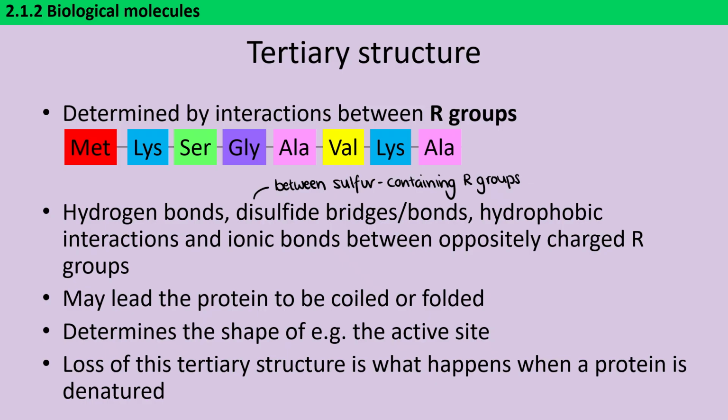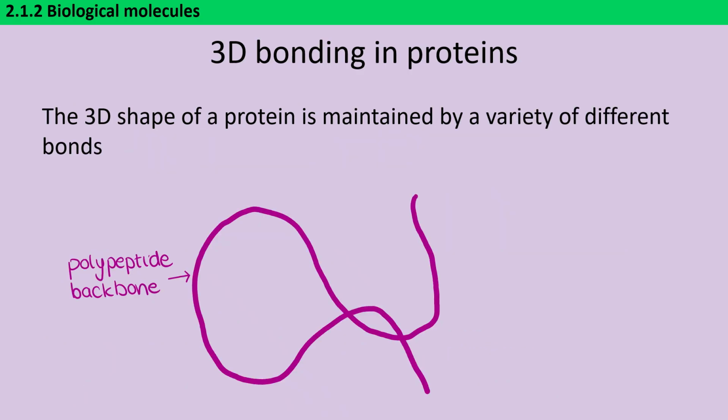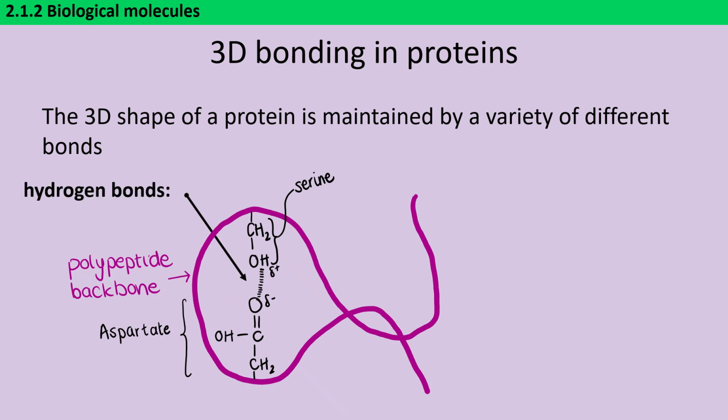This can lead the protein to be further coiled or folded, and it determines the shape of really complex proteins, particularly things like the active site of enzymes. So when an enzyme becomes denatured by extremes of temperature or pH, it's this 3D structure, this tertiary structure, that's being lost. So where we've got amino acids that have oxygen in their R groups, it's possible for us to see this slight delta positive and delta negative arising, and this can lead to a hydrogen bond forming between these. So this is comparatively weak compared to the disulfide bridge that we're about to look at, but it can still change the shape of the protein.